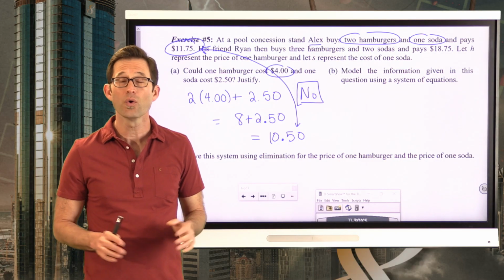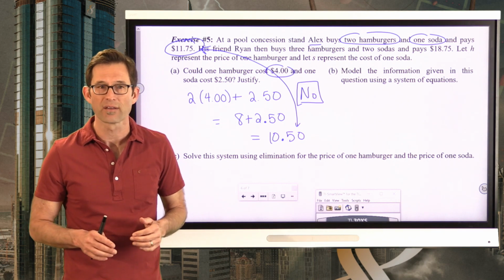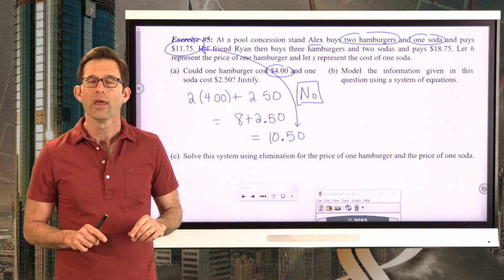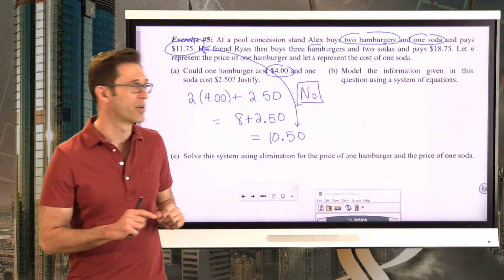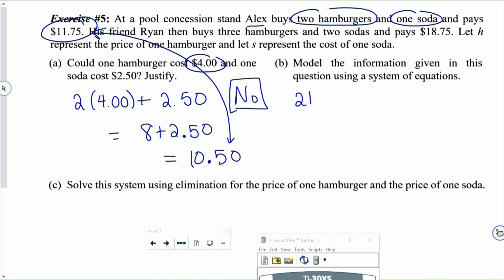All right, well, this is kind of cool, right? Think about how you would actually calculate how much Alex spent. Alex, then we'll get to Ryan. If you wanted to calculate how much Alex spent, you'd take the fact that he bought 2 hamburgers and multiply it by the price of a hamburger. And then you'd add to it the price of 1 soda. If you want to put a 1 in front of that S, you can, but you don't need to.